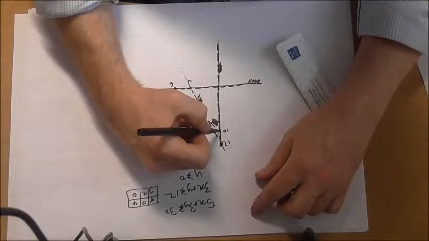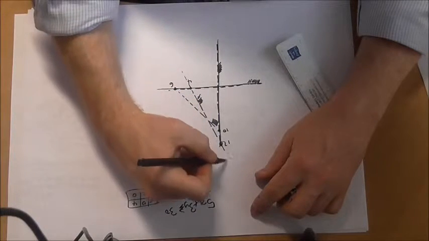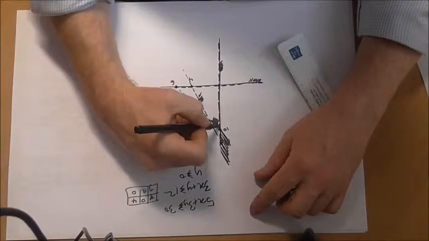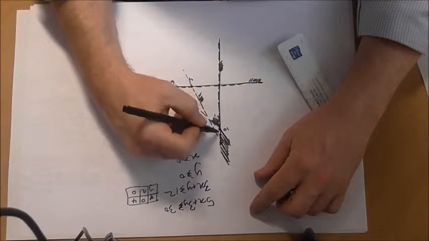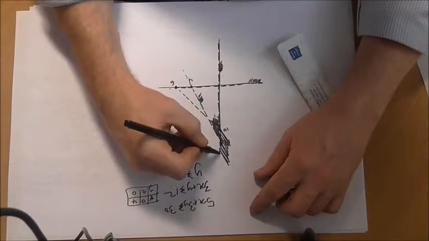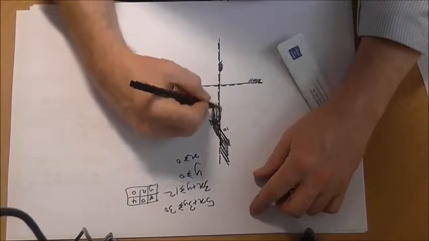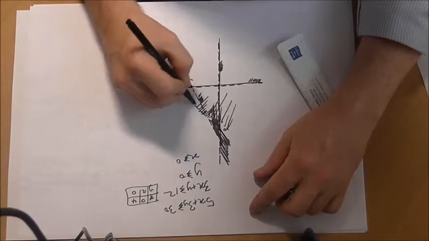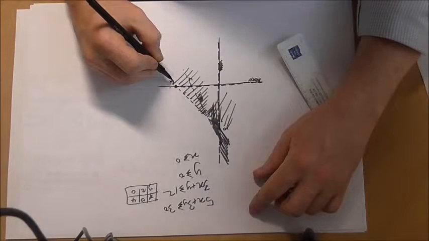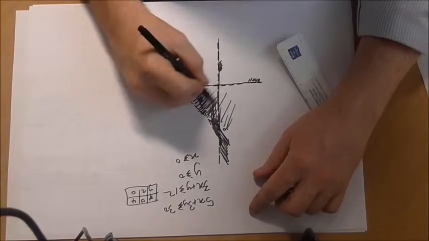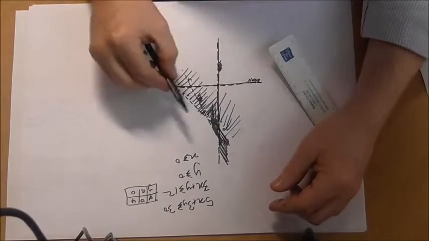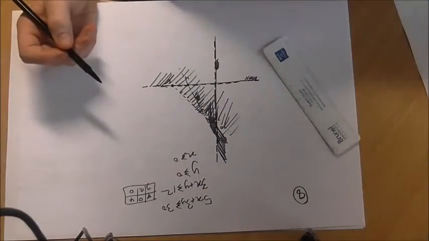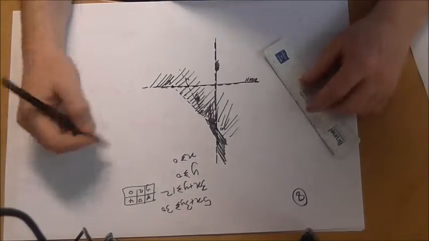So we don't want any of this. So everything over there is shaded, everything under here is shaded, everything under there is shaded, everything under here is shaded. So that's Roman numeral part 1.